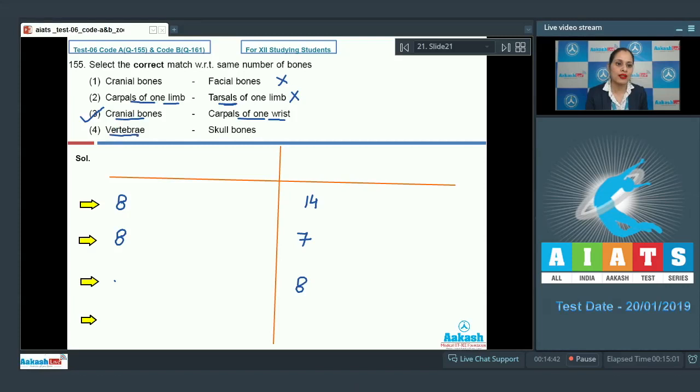The last option is vertebrae and the match given is skull bones. In humans, skull bones are 22 in number, whereas there are 26 serially arranged vertebrae present in the vertebral column of an adult human. So this is also an incorrect match. So the correct answer to this question is option number 3. Let's proceed to the next question.